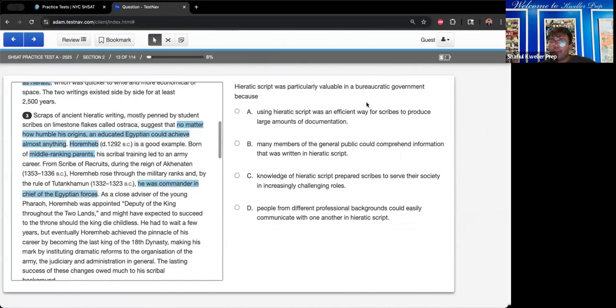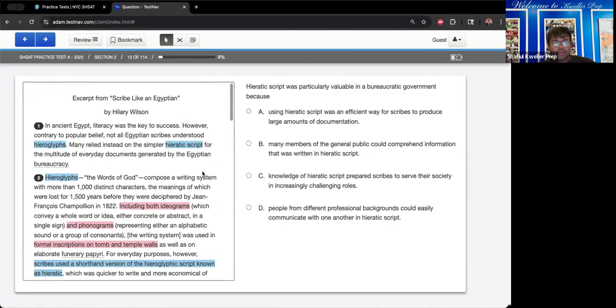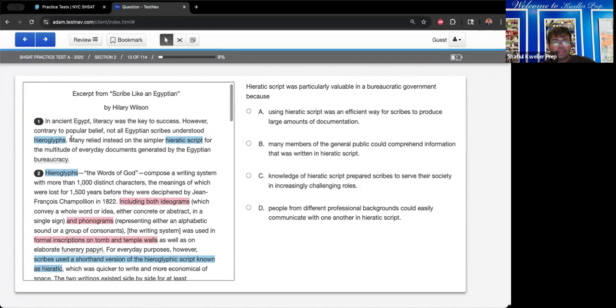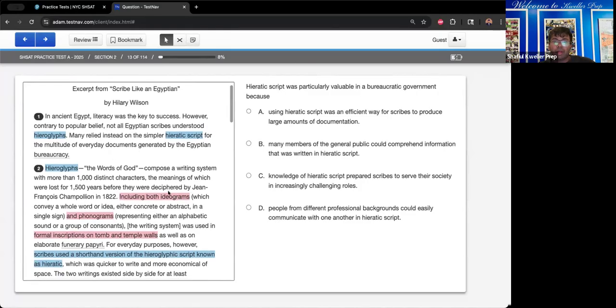13. Hieratic script was valuable in a bureaucratic government because why was it valuable? Does it not say here? Bureaucracy is mentioned a lot. Here it talks about how people relied on hieratic script because of the multitude of everyday documents generated by the Egyptian bureaucracy. Oh, so it's actually mentioned here. So literally the only answer choice that supports this should be A. Efficient way for scribes to produce large amounts of documentation. Everyday documents generated. They can make a lot of documents because it's easy. Simpler.